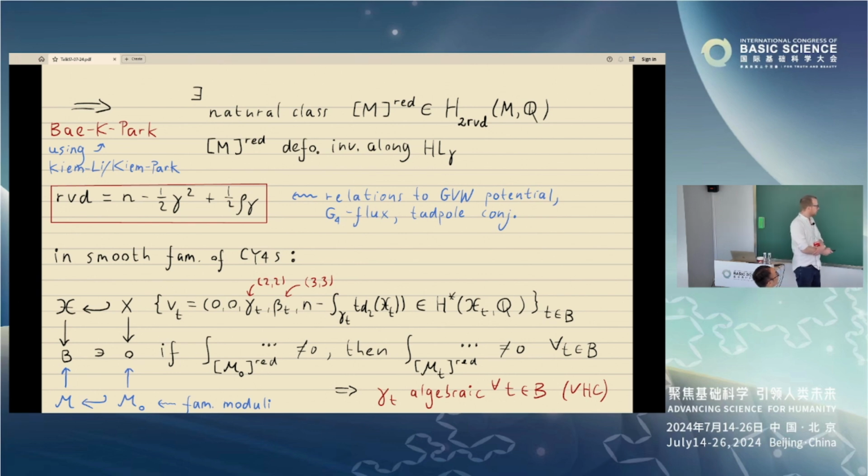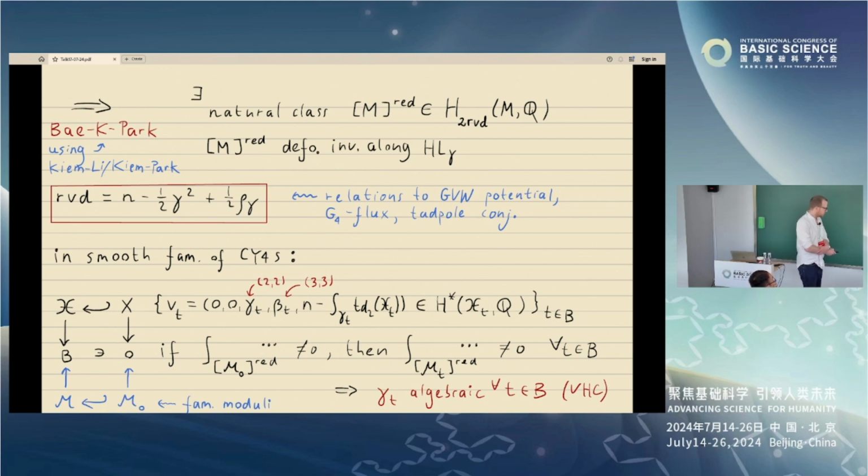So potentially this has some relation to the variational Hodge conjecture as follows. Suppose we have a family of Calabi-Yau fourfolds, curly X, our original Calabi-Yau sitting over 0. And let us assume we have a family of Chern characters, gamma t, beta t, n. And let's also assume we are already in the Hodge locus. So all the gamma t's are (2,2) and beta t's are (3,3).